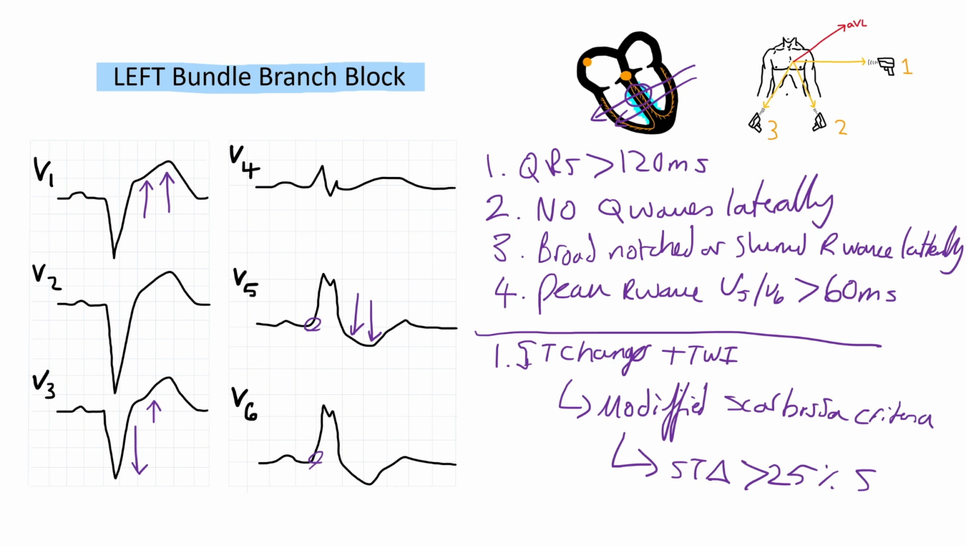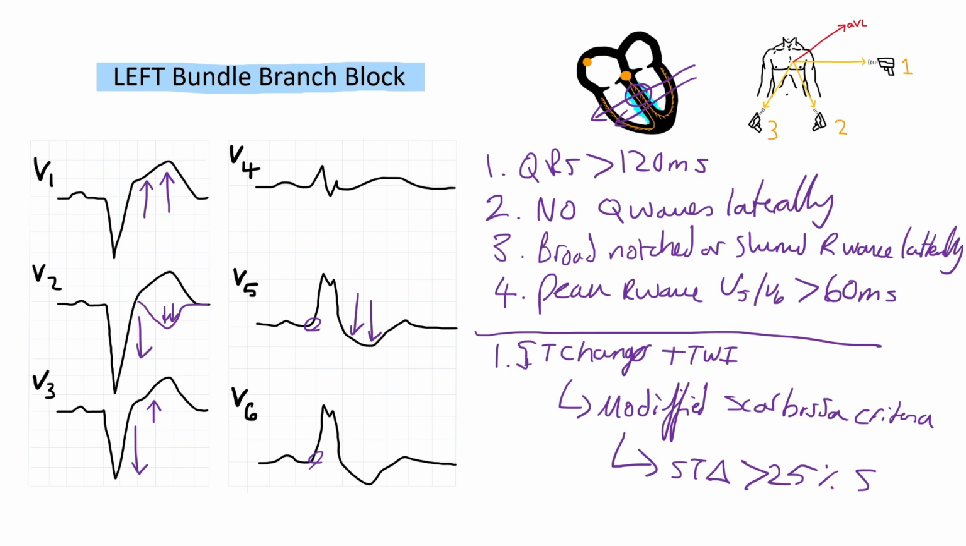Now if you have concordant ST changes, this is always abnormal. So for example, in V2, if you imagine instead we had a wave that looked something like this, where the QRS is mainly negative, but you had ST depression and you had T wave inversion, that's always abnormal. You should get this checked out.